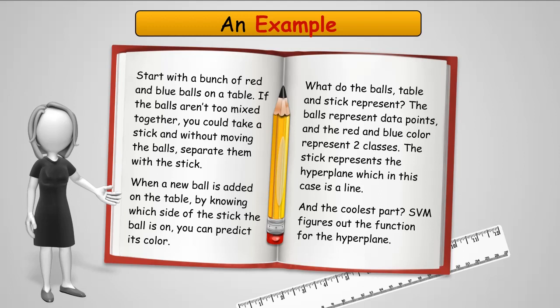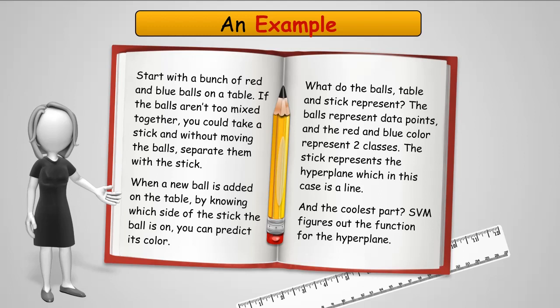So let's start with an example. Let's say that we have a bunch of red and blue balls and we put them on a table, flat surface. Now, if the balls aren't too mixed together, you could put a stick in between them to separate the reds from the blues. And when a new ball gets added that's not colored, you don't know it, you would judge whether it's a red ball or a blue ball based on the side of the stick it was going to be on.